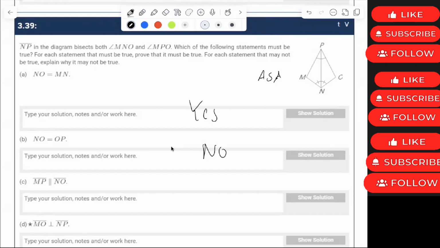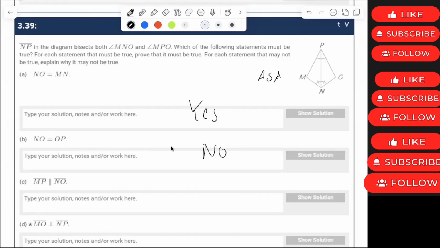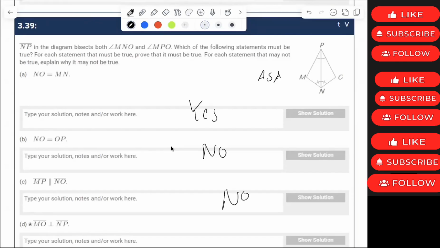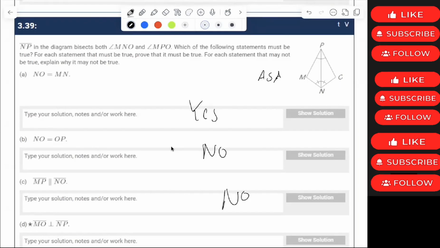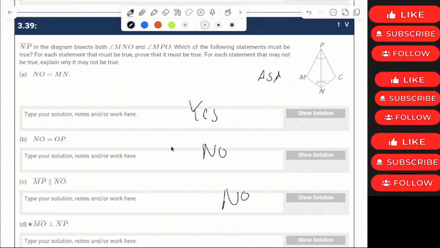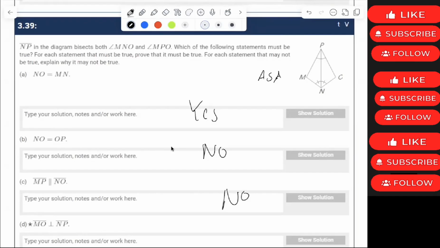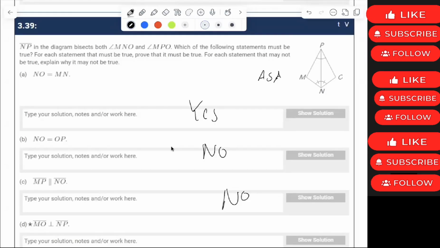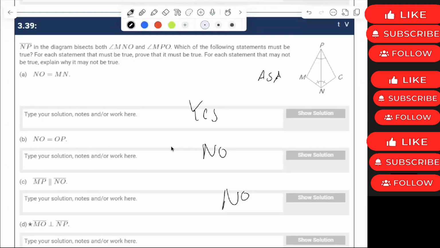And P is parallel to NO. In the diagram, it is indeed also a counterexample, right? So it's no. And MO is perpendicular to MP. How is this true? How do we do this? Well, notice that MP bisects MO and MPO, right? So it's going to be like this diagram, alright?